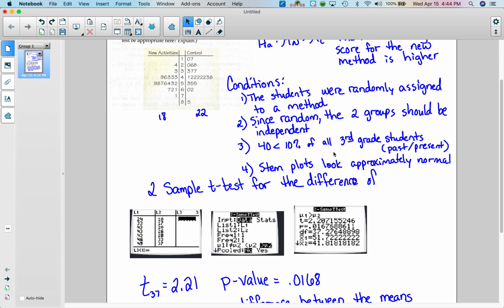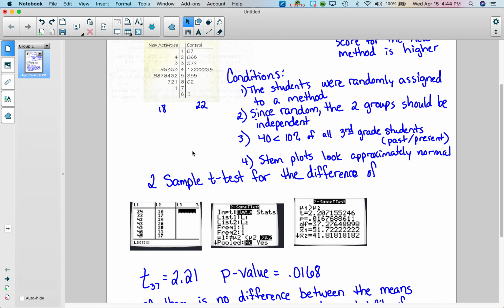And then you make a comment about the stem plots. Now here, the stem plots are provided, so I just had to say the stem plots look approximately normal. Had the stem plots not been provided, then you must provide them, or a histogram or something. You cannot just refer to the graph if there is no graph. So make sure that you are doing that.